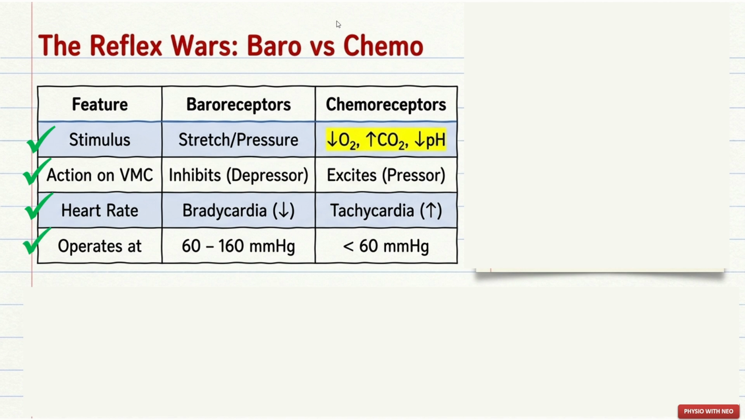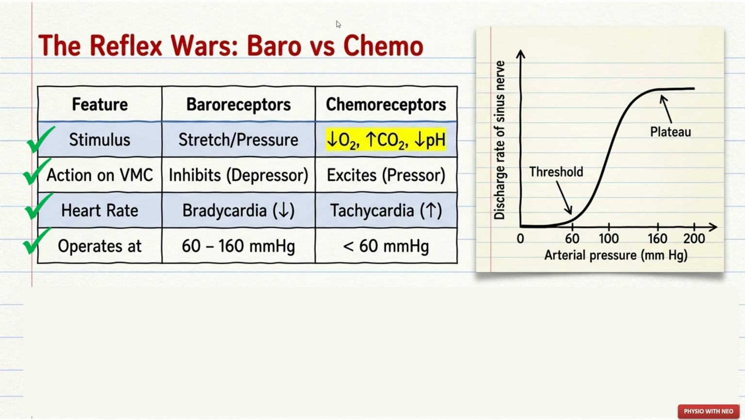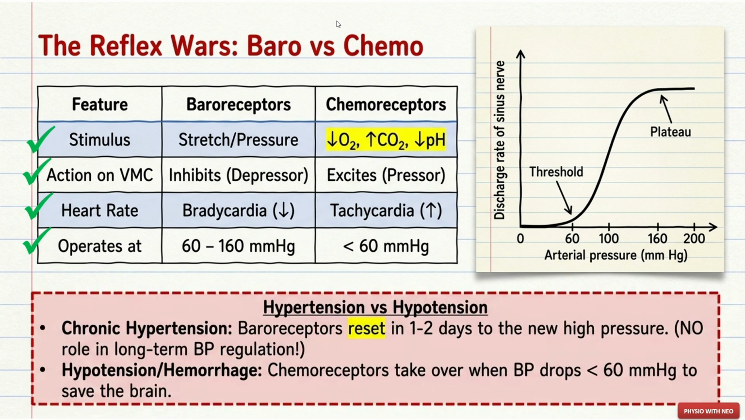Baroreceptors operate within a normal range of 60 to 160 mm of mercury, whereas chemoreceptors act whenever blood pressure falls below 60 mm of mercury. This second diagram shows the operative range of baroreceptors between 60 to 160 mm of mercury. There is one more applied aspect, that is about hypertension and hypotension.